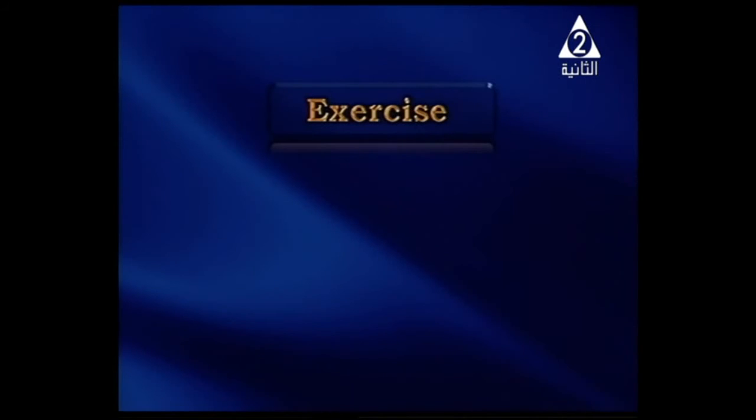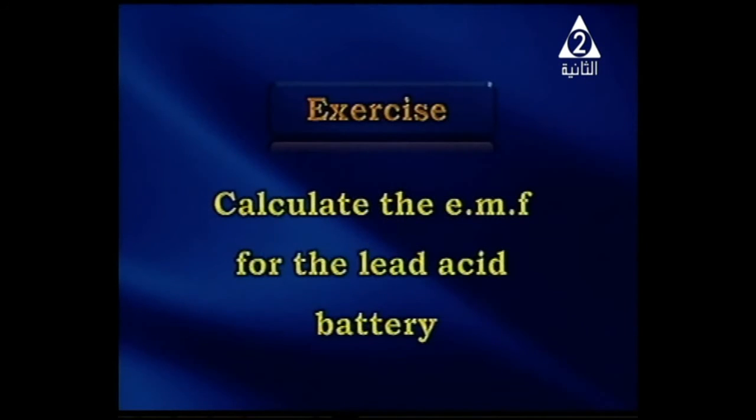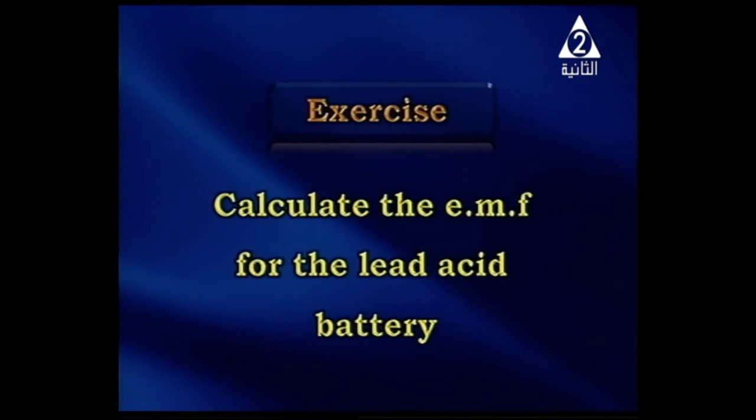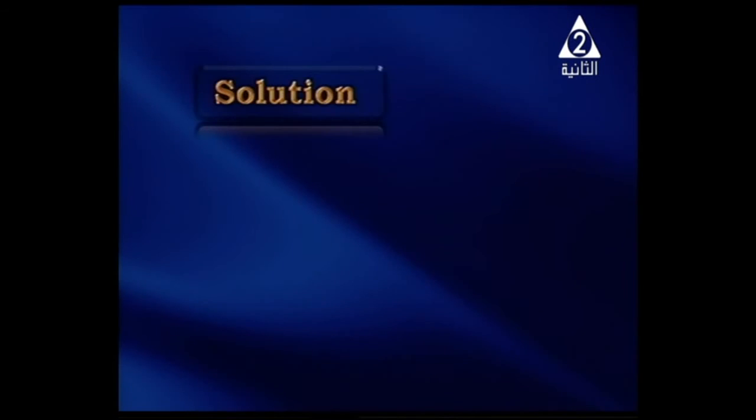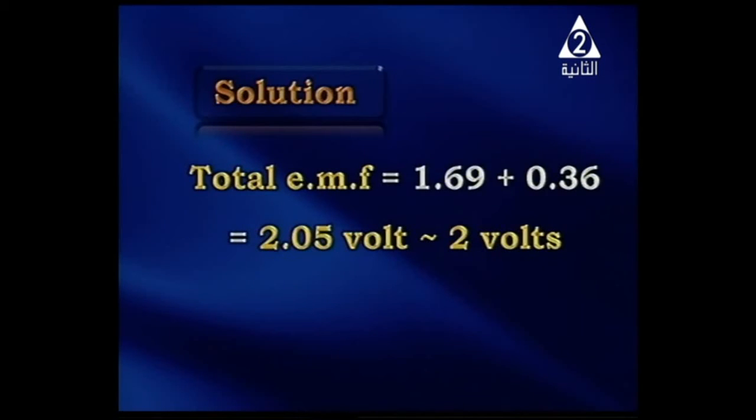Now we have a small exercise about the calculation of the EMF of this car battery. Calculate the EMF of the lead acid battery. Here is our solution. The total EMF is 1.69 plus 0.36 volts: 1.69 at the cathode, the positive pole, and at the anode, the negative pole, it's 0.36. The total is 2.05 volts, approximately 2 volts.